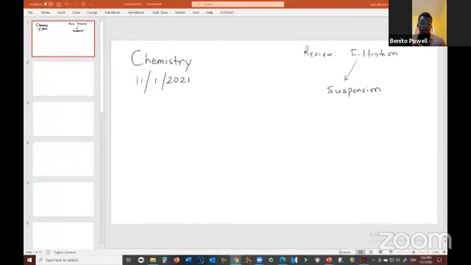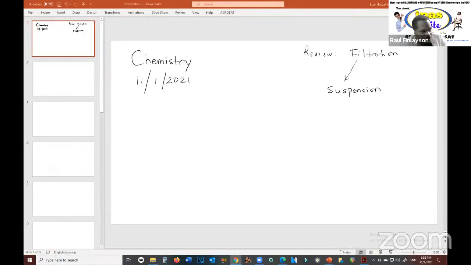Suspended in a liquid or a gas. Okay, so you're looking at it from that angle. So we're looking at something, and it's basically a mixture where you see more than one thing present. As you say, that's a suspension.